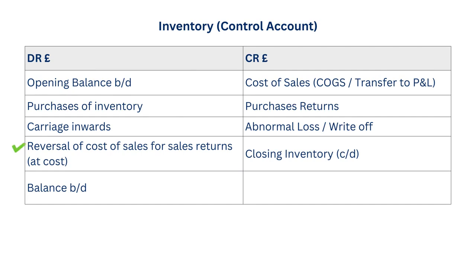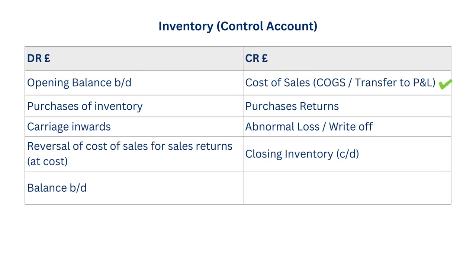When goods are returned by customers, we must reverse the original cost entry because the goods are now back in stock. Reversal of cost of sales for sales returns. We return inventory at cost, not at selling price. We record decreases in inventory on the credit side.